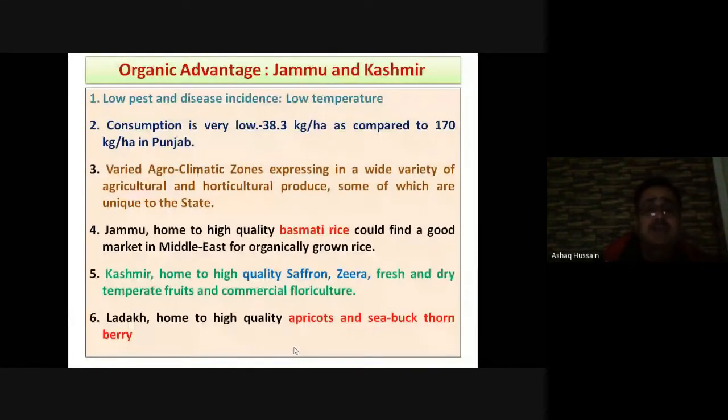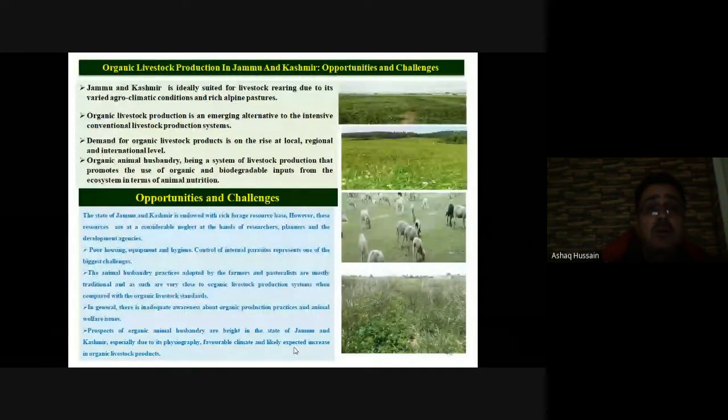We grow certain types of high value crops, say basmati, saffron, zira, dry beans, and we also grow certain types of fruits, for example, apricots and sea buckthorn, which are relatively very tolerant to diseases and pests. We can also produce meat from sheep organically, because again, we rear them on natural pastures, and this type of farming is naturally very close to organic farming.